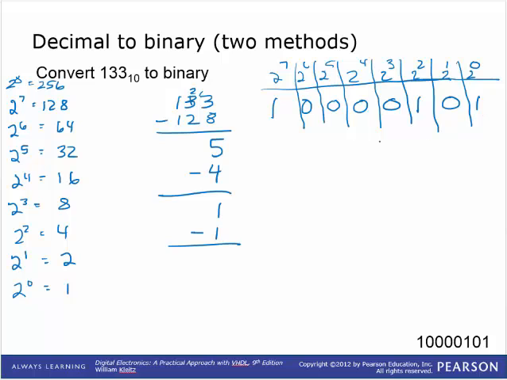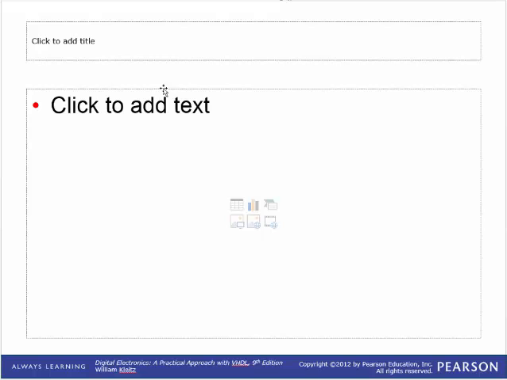And so now I've converted 133 in base 10 to 100000101 in base 2. So that's the first method of converting decimal to binary. A little bit intuitive, I think. Let me show you the next way.